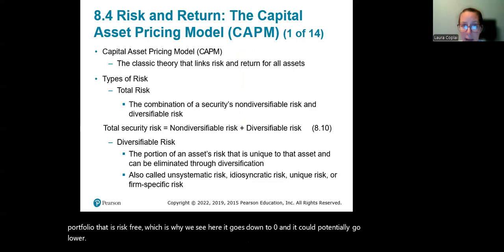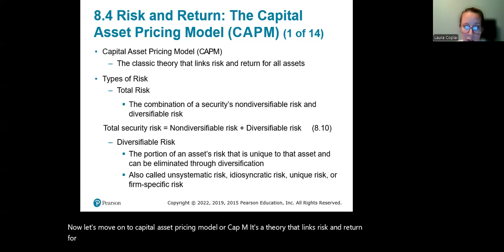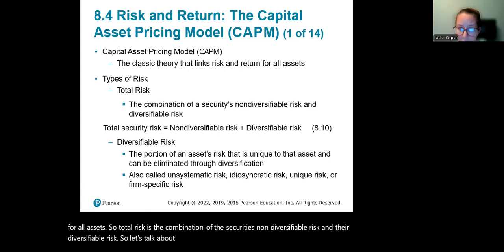Now let's move on to the capital asset pricing model, or CAPM. It's a theory that links risk and return for all assets. So total risk is the combination of a security's non-diversifiable risk and its diversifiable risk. So let's talk about those. Total security risk is a combination of those two.